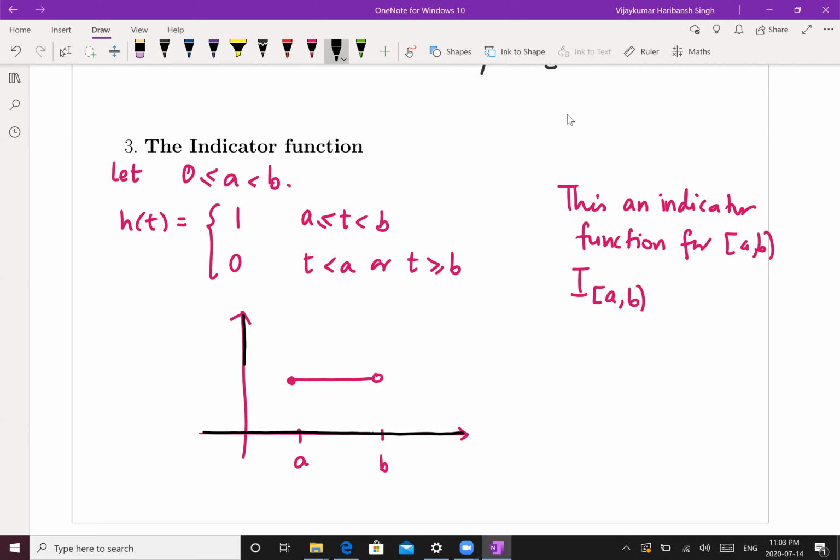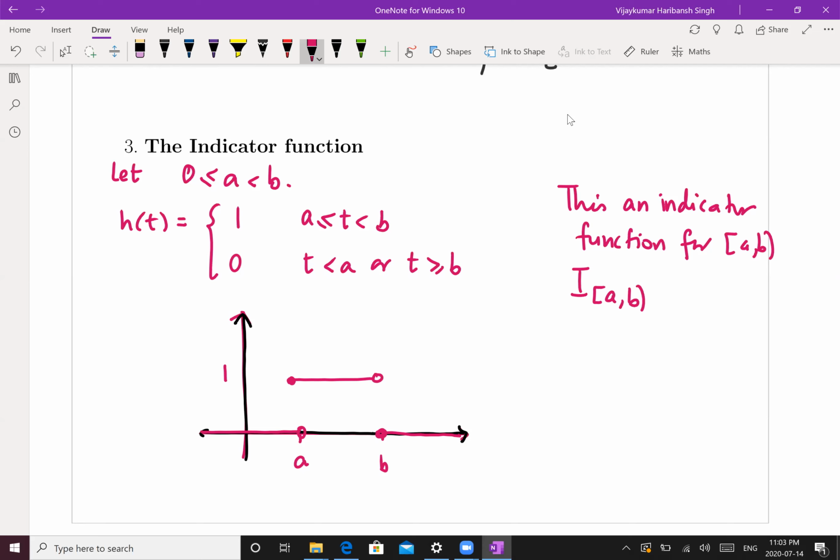If this is my axis, then the indicator function is 1 here and 0 otherwise. On this part, it's going to be with a hole, with a dot. So this is how my indicator function looks. It's an indicator for the interval a b.